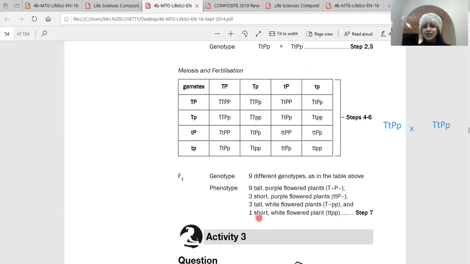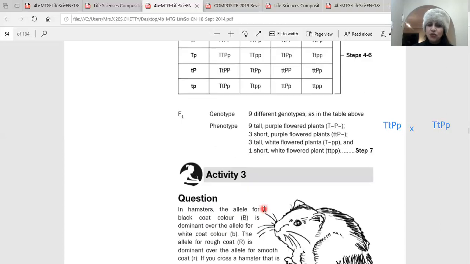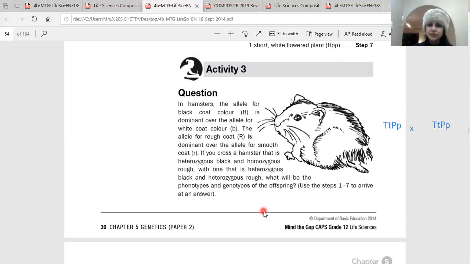The only way to become an expert is by looking at questions. So let's look at one question before we close up. Here's a cutie little thing here: a hamster. In hamsters, the allele for black coat color is dominant over the allele for white coat color, and the allele for rough coat is dominant over smooth coat. So the 2 characteristics are color and texture of coat. Color can either be black or white, with black being dominant. Texture of coat could either be rough or smooth, with rough being dominant. You got that so far?